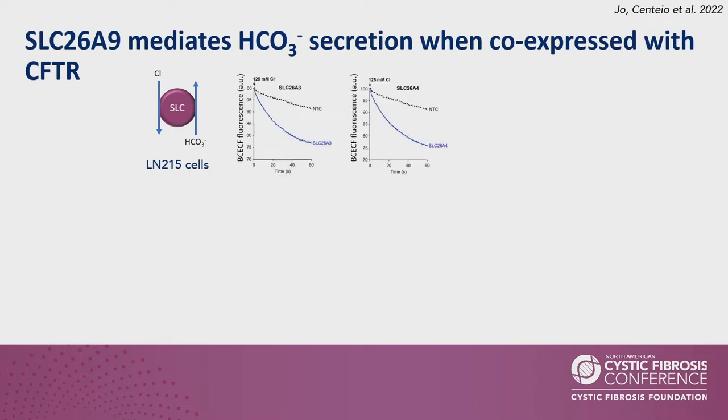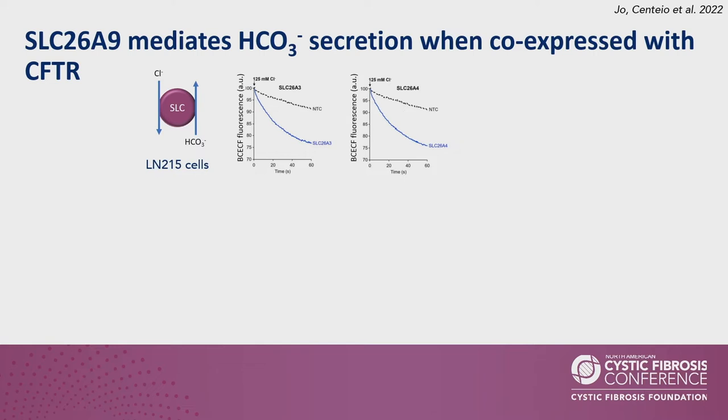Here I have represented the cell lines used before, now expressing SLC26A3 and A4, which are known for their constitutive chloride-bicarbonate exchanger function. And in this system, what happens is that we make use of a chloride-rich extracellular solution, so we are able to force the transport in a direction that is chloride-absorptive and bicarbonate-secretory.